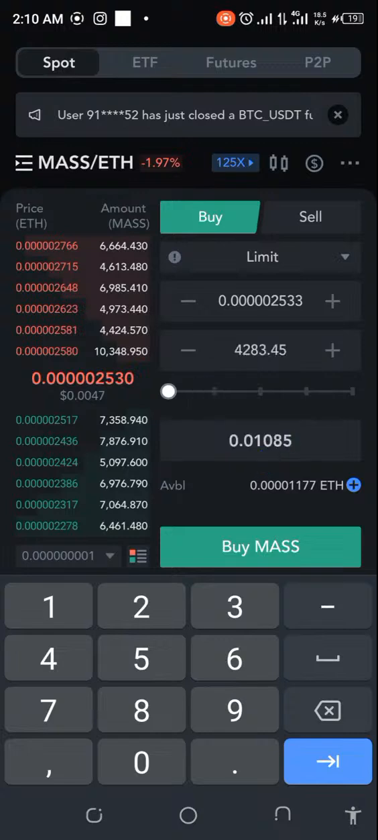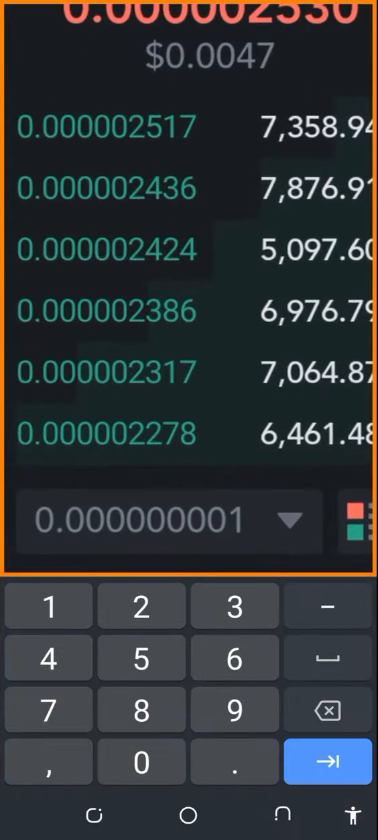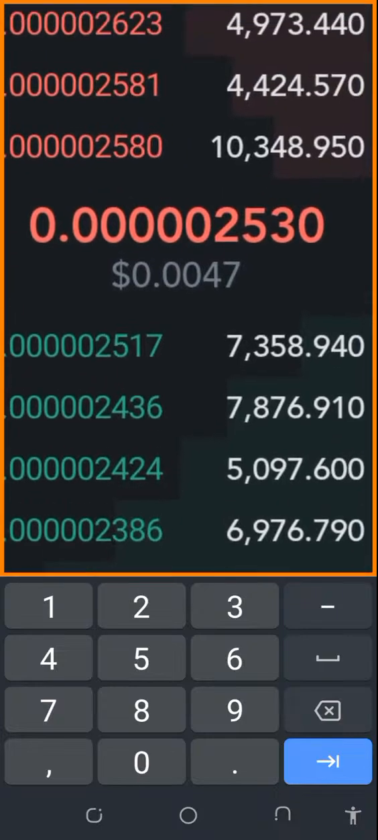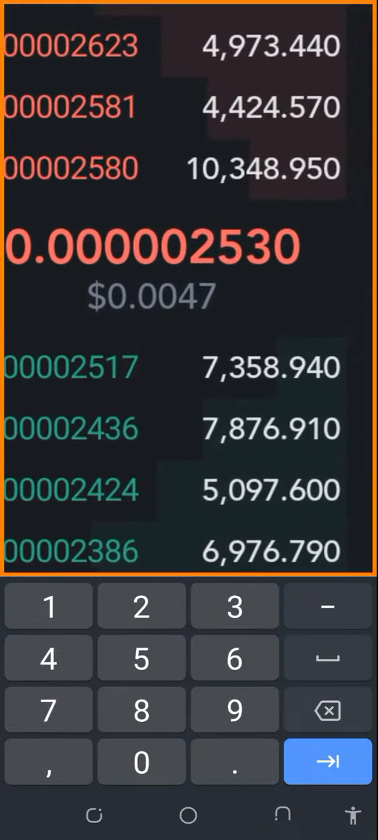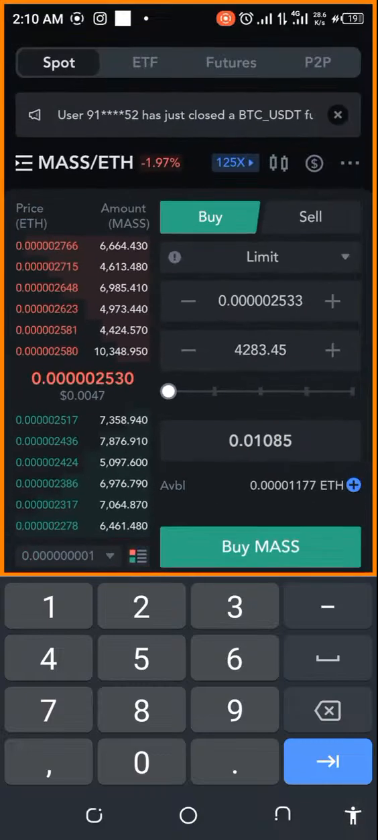Okay, so we'll be able to get 4283.45. Okay, let's just check on something in the order book. Will we be able to purchase that instantly? Well, it's possible to do so, but then we'll have to pick the first thread. Okay, but let's just do this well.